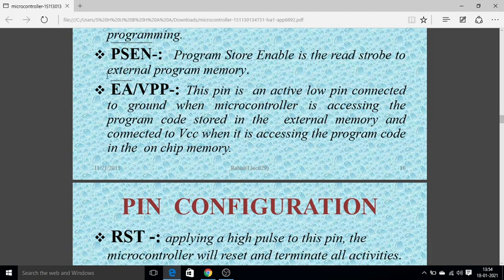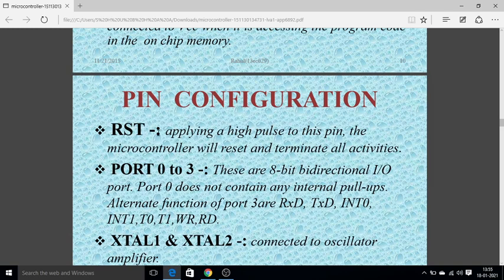This is an active low pin enabling the on-chip memory, and it is connected to the ground when the microcontroller is accessing the program code stored in the external memory, and it is connected to the VCC when it is accessing the program code in the on-chip memory. And next one is RST. RST is nothing but reset, which terminates the current operations, and by applying a high pulse on this pin, the microcontroller will reset and terminate all the activities.